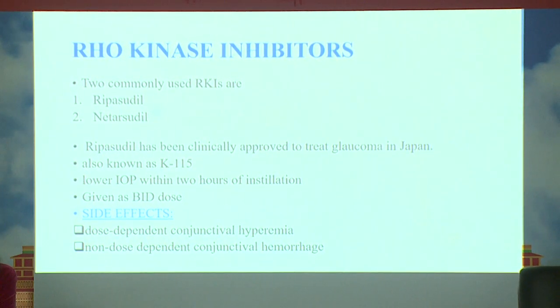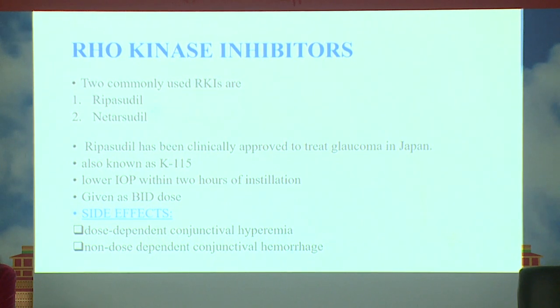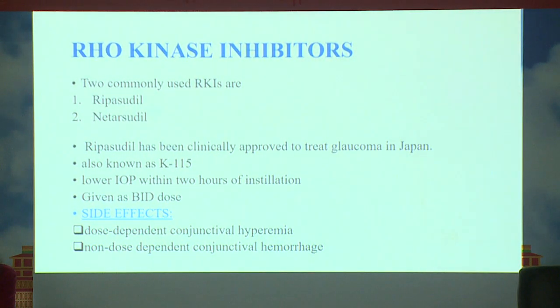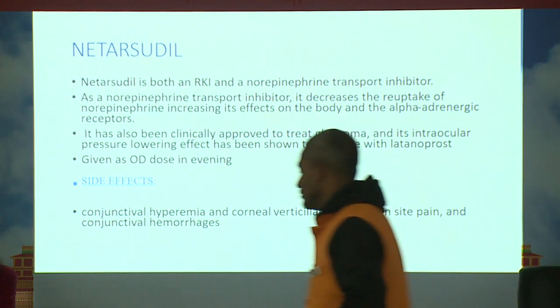So, there are two commonly used ROCK kinase inhibitors, ripasudil and netarsudil. Ripasudil has been clinically approved to treat glaucoma, also known as K115. It lowers IOP within 2 hours of instillation, given as a twice daily dose, and side effects of concern are conjunctival hyperemia, conjunctival hemorrhages, blepharitis, allergic blepharitis, etc.